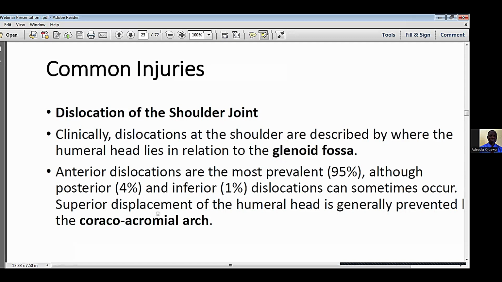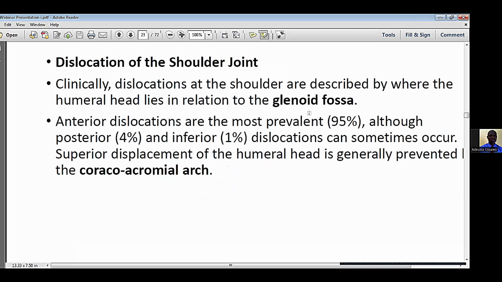Superior displacement of the humerus is generally prevented, as mentioned, by the coracoacromial arch. Don't forget, I showed you the other time that the ligament from the coracoid and acromion come together and become a kind of bar, together with the long head of biceps that is inserted into the glenoid. It doesn't allow the head of the humerus to go into superior displacement or dislocation.